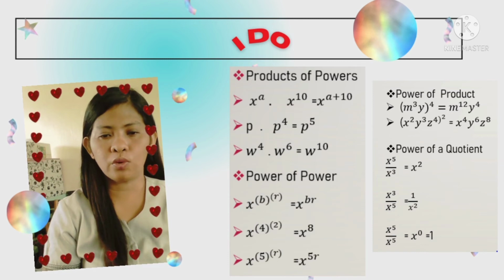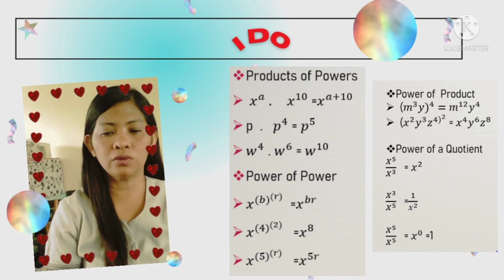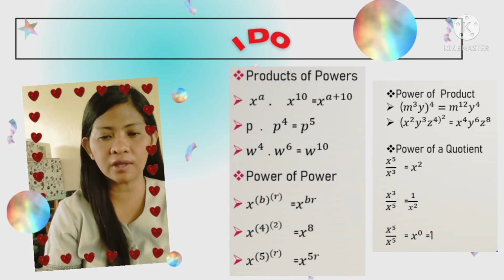So x raised to b raised to the r power is equal to x raised to br. For x raised to 4 times 2, you will just multiply the exponents, which are 4 and 2, because it is raised to another exponent. So you multiply the exponents, then copy the base. The base is x, the exponent is 4 times 2, which is equal to 8. So x raised to the 8th power.